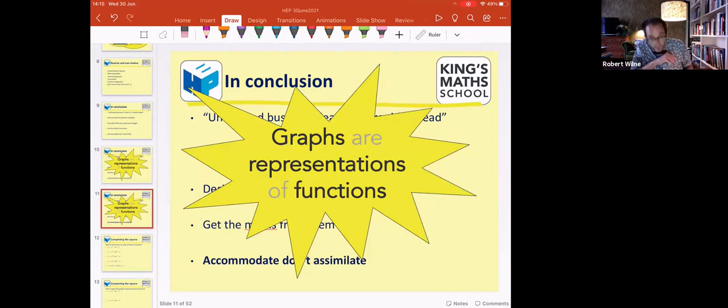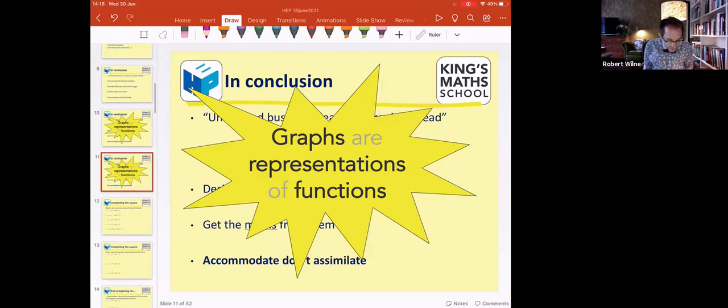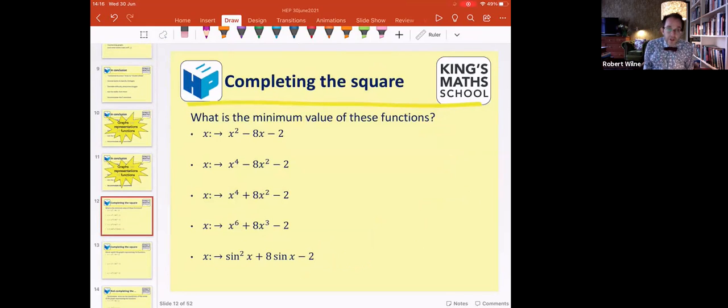I think that's a really good example of what Skemp was saying about accommodation, not assimilation. We're going to increase our understanding to accommodate the idea that graphs are representations of functions. So straight away then, completing the square. I'm not asking you for the vertex on these quadratic graphs, I'm asking you for the minimum value of these functions.